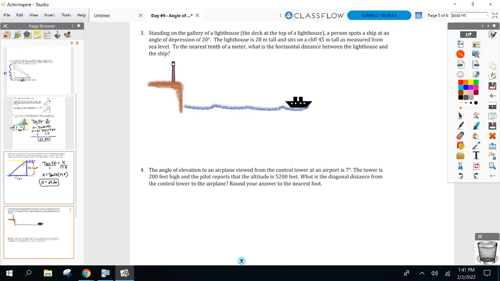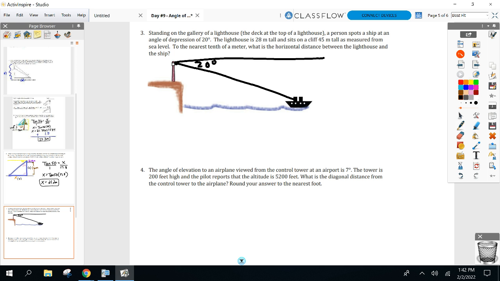So a person spots a ship at a depression angle of 20 degrees. All right, they're on the gallery here, top of the lighthouse. Remember, looking straight forward, oh, there's a ship coming. I'll look down at it and form a 20-degree angle from the horizontal, looking down, 20 degrees.